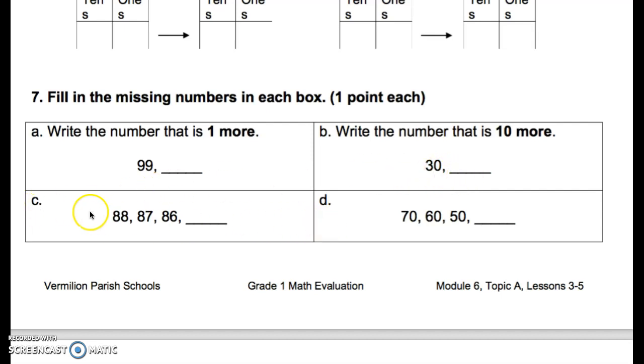Now C and D, they have a pattern going. They may be counting one more, they may be counting by tens. You have to figure it out and write what number would be next. 88, 87, 86, blank. What number would be next? D, 70, 60, 50, blank. What number would be next?